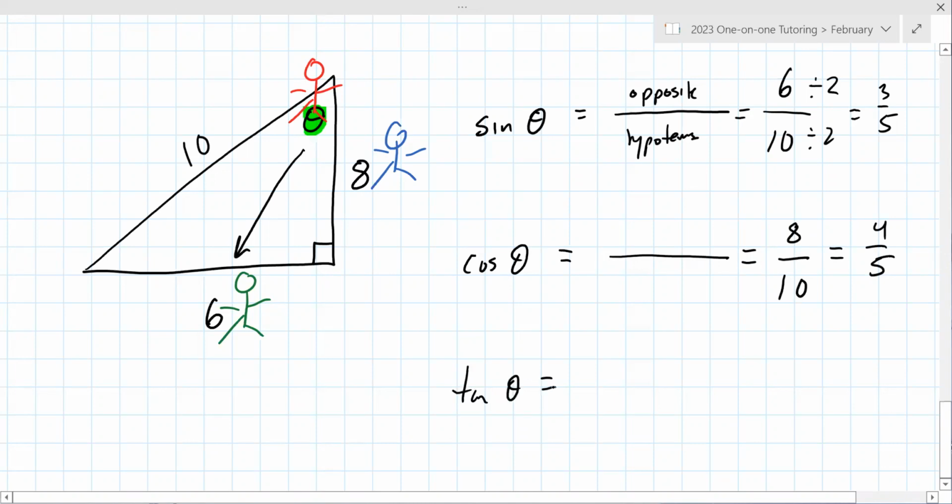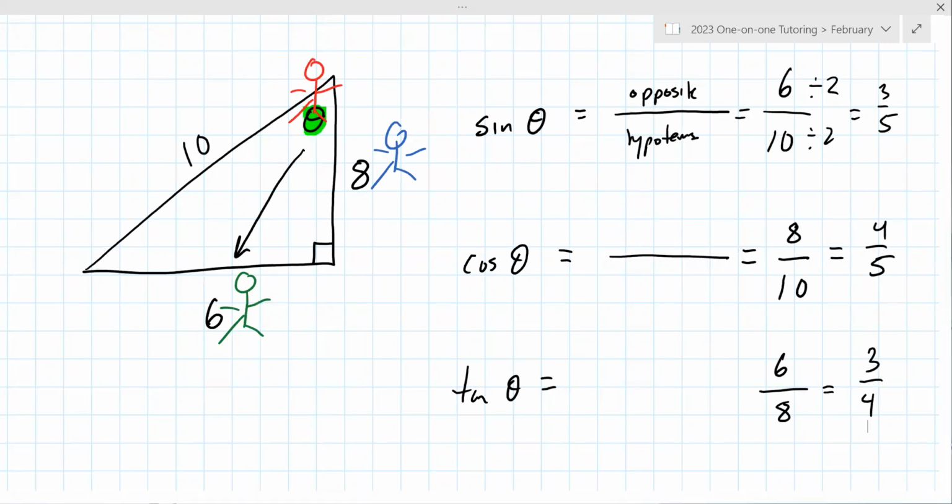That's going to be opposite and adjacent. Opposite and adjacent is 6/8. Is that your final answer? No, no. Okay, what is your final answer? 3/4. 3/4. Very good. Okay, is this easy or is it difficult?